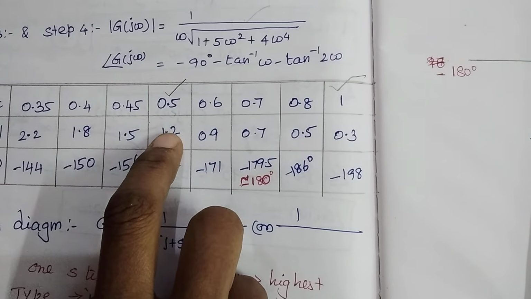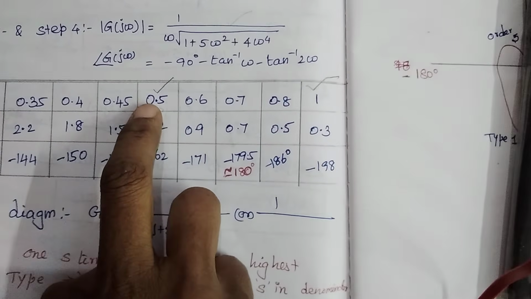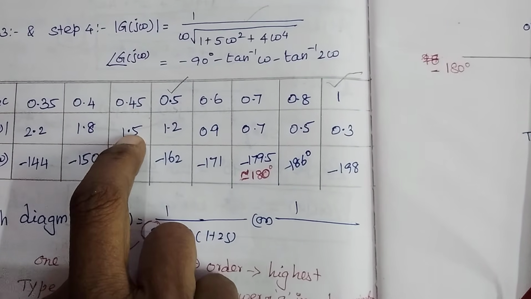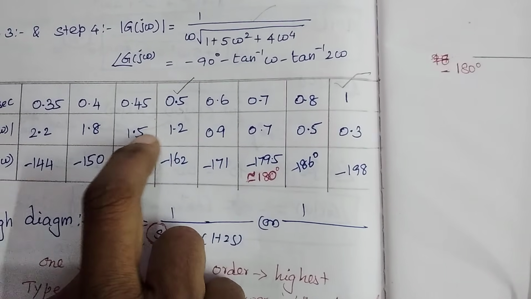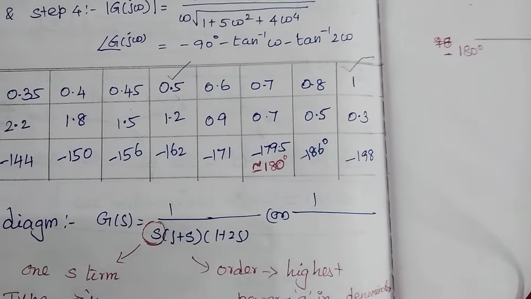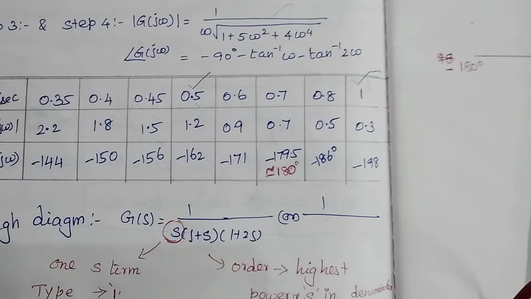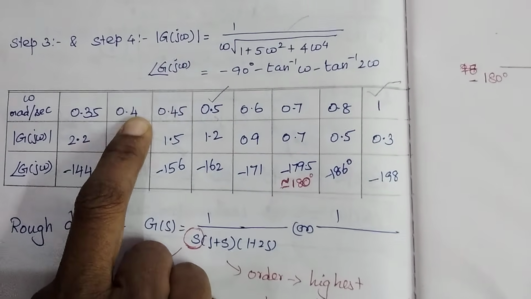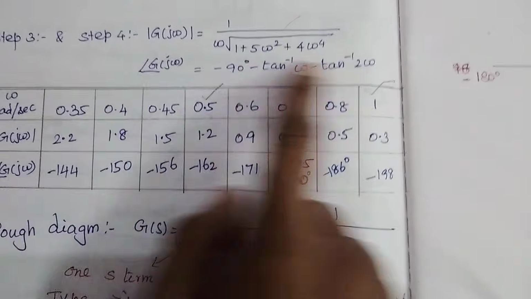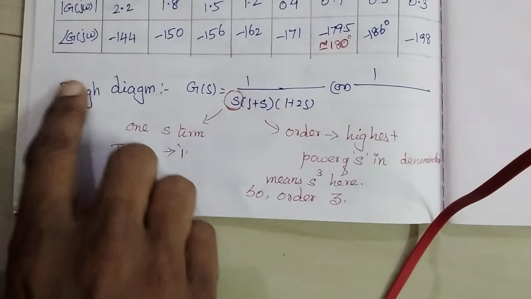So we have to choose one more frequency which is lesser than the lowest corner frequency 0.5. So we choose 0.45 and we will get 1.5. For depicting a number of values on a graph sheet for a perfect graph, we need a few more frequencies. That's why we have chosen 0.4 and 0.35. Then we construct a tabular column. Then after, draw the rough diagram.